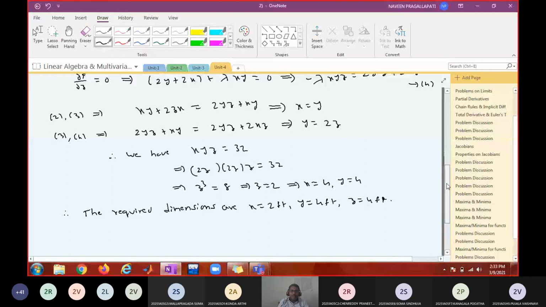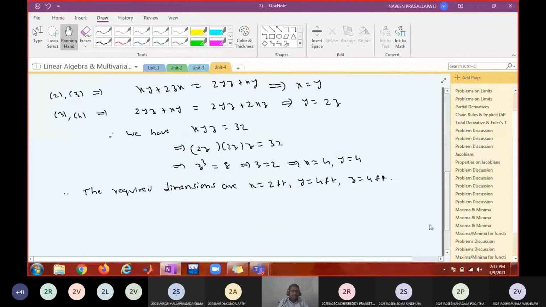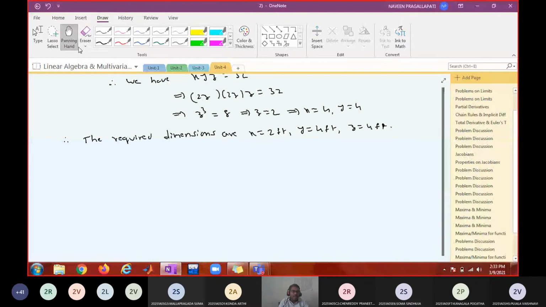So far, in this problem, we fixed the volume and minimized the surface area. Right. In the next problem, what we'll do? We'll fix the surface area and we are going to maximize the volume. Okay. So all of you note down this problem.